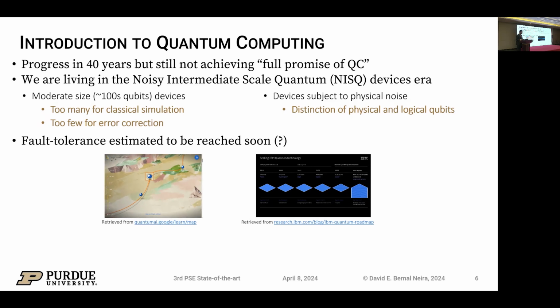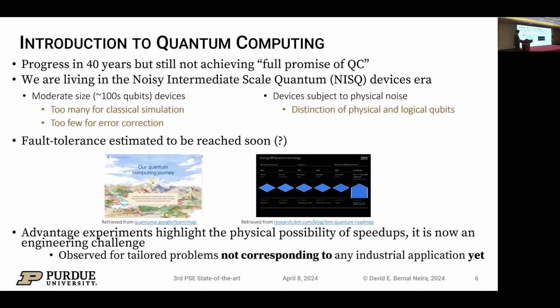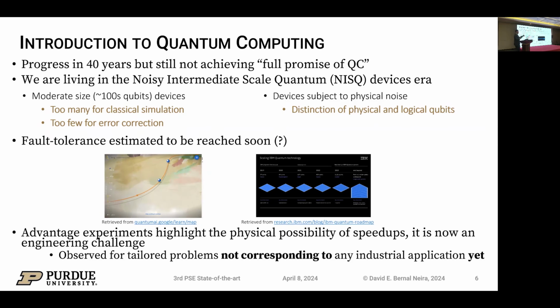And this is not even accounting for disruptive technology. There was a paper, a beautiful one, towards the end of last year that basically changed the landscape and accelerated some of these roadmaps by one or two years. So let's pay attention to this. And again, I told you about these experiments that highlight the physical possibility of us realizing quantum supremacy or quantum advantage. I need to be clear, none of this has been done for industrial applications yet. Basically, they are very tailored problems.